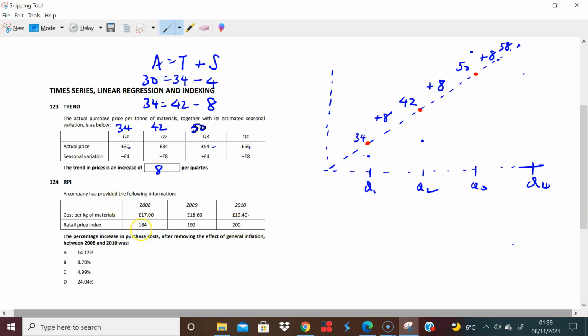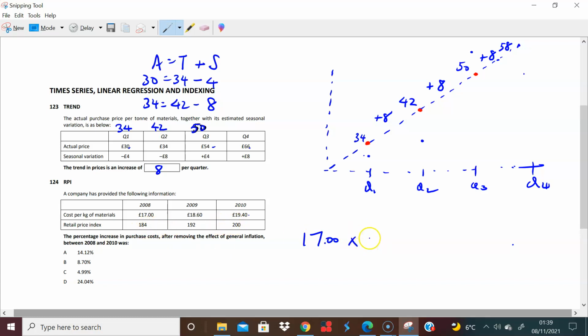So, we can see a retail price index. It's sort of saying, let's just look at inflation first, because there are two reasons why prices increase: general inflation and probably specific inflation due to that product. That helps us really understand the product itself. So what are we saying here? Pure inflation: we went up from £17 and the index went from 184 to 200.